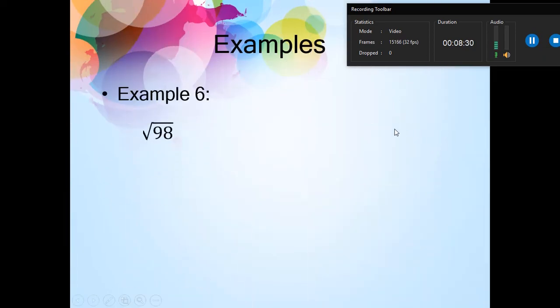In example 6, we're using the square root of 98. So here's what I would do. This one doesn't seem like it's very familiar. I would start dividing with the calculator, divide by 4. If that doesn't work, divide by 9. That doesn't work, divide by 16.